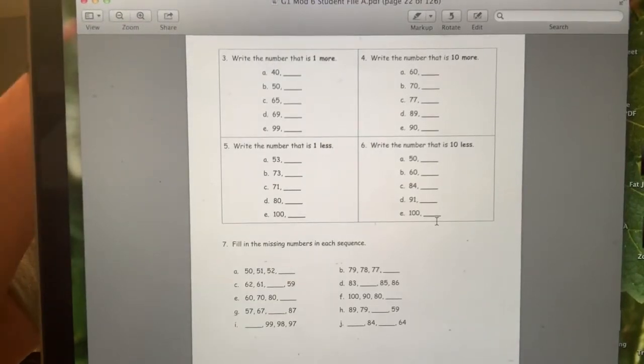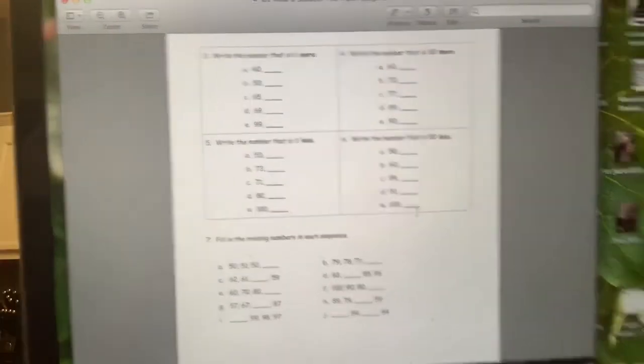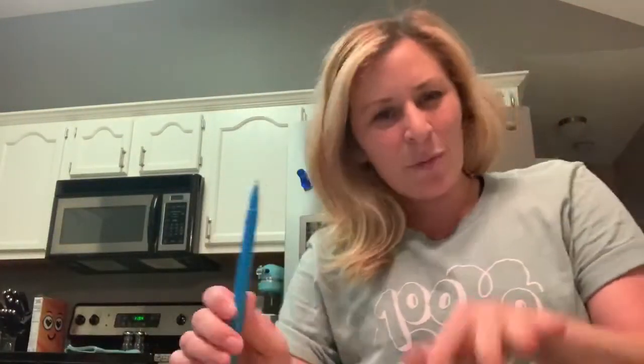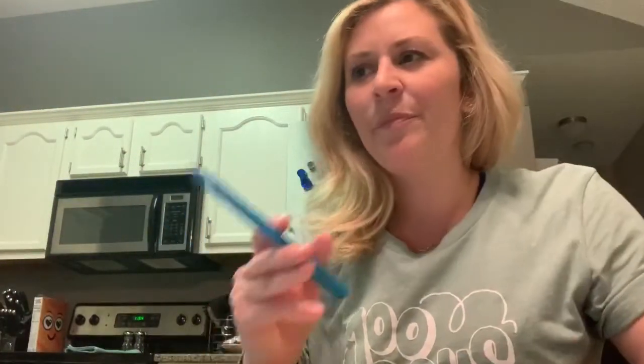Now they do have some tricky ones in here. Miss Bowden's gonna go over them with you. I think you would be able to challenge yourself with them because I think it'd be pretty easy if you truly think about that when you're counting what the next number would be.